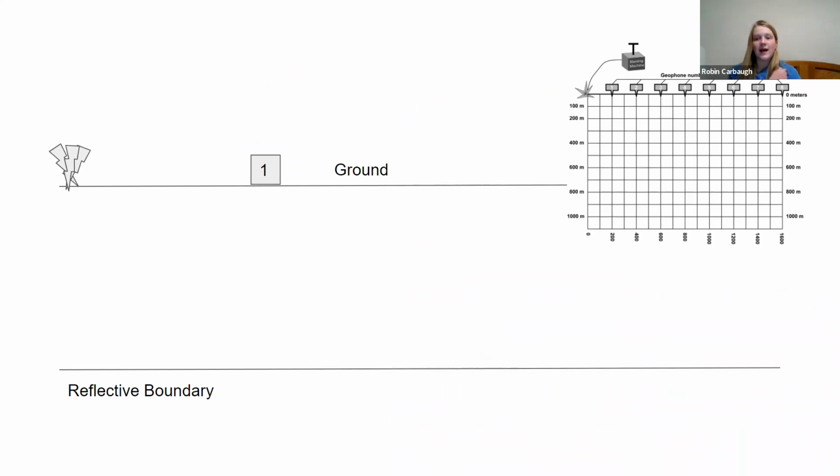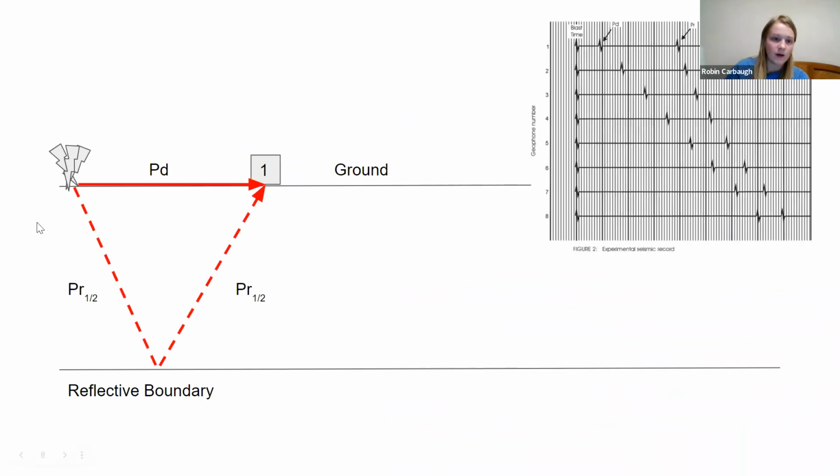Okay, so the next part's going to have you sketch on figure 1 where that reflective boundary is and how the waves are bouncing back. So I have a little sketch here. Here's our little explosion, and then I just set up geophone 1 as an example. So here's the ground, here's the reflective boundary at some unknown depth that we need to find. So the waves, if we can think about it, our direct wave would go across the surface and hit station 1 directly. The PR would bounce down and up and hit it from below. And that would create a triangle.